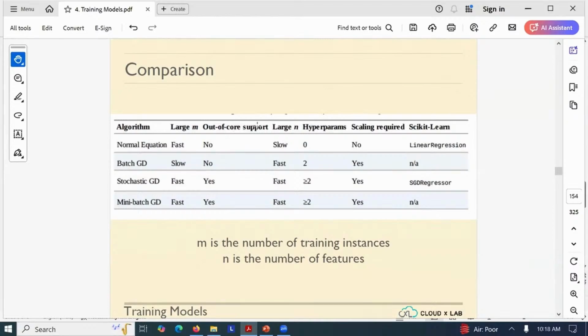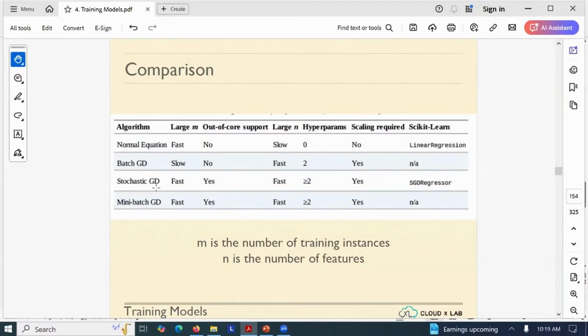Out of core support means, can we execute these algorithms without loading all training points in memory, right? For the normal equation it is not possible, because here we are using mathematical equations. So we need to load the complete data into memory, and only then can we calculate the optimal value of theta. In batch GD also we cannot do it, right? Because in batch GD we compute the gradient using all training examples, so we need to load all of them in memory to calculate the gradient, right?